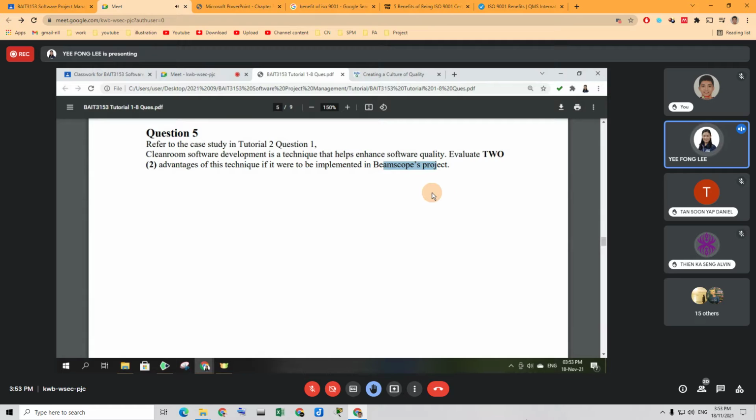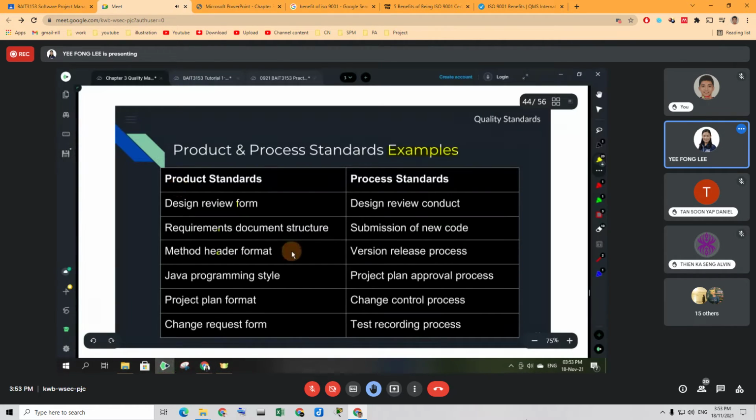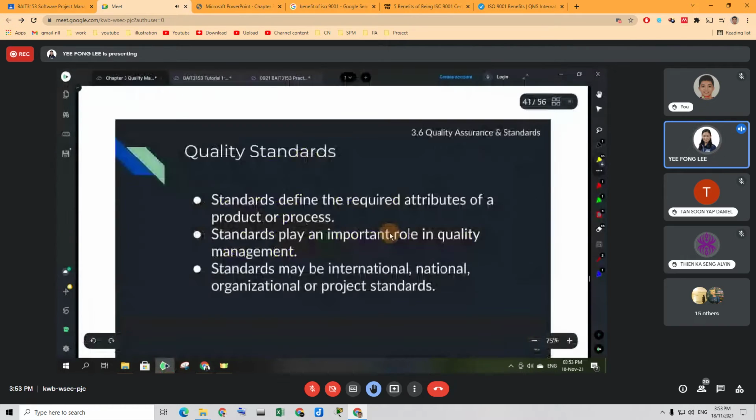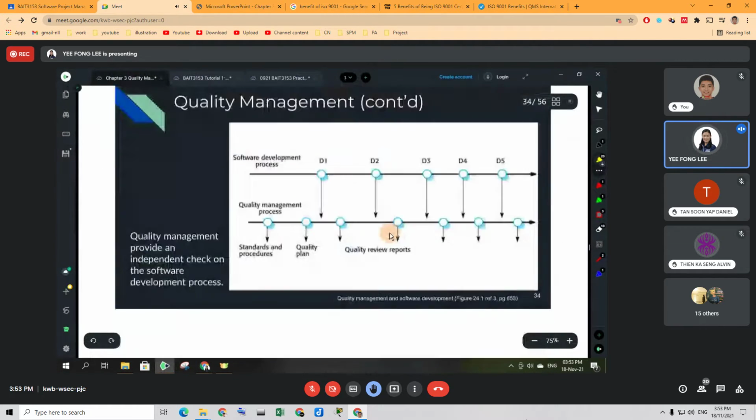How to relate it? Okay, we know that there are quite a number of advantages already listed here, already in the slide. Clean room, we already discussed the other day. Advantages.